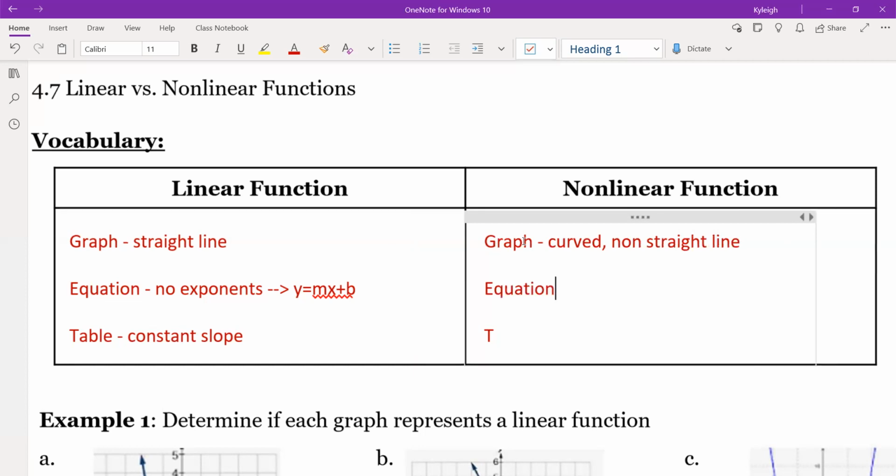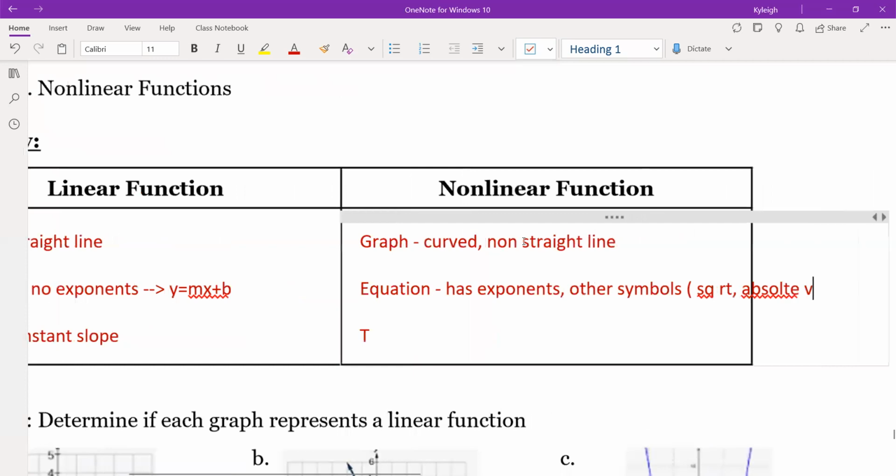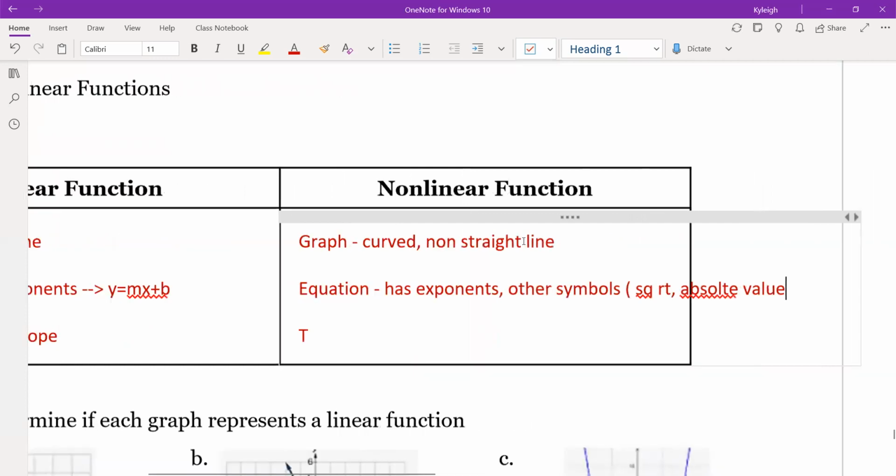For the equation, these equations are going to have exponents and other symbols, such as the square root or absolute value. Oops, I'm spelling those words all sorts of wrong. I'm just going to write abs value and put a couple of spaces there, so it's all in the same thing. So square root and absolute values, those would be nonlinear. And then from a table, you can tell if it does not have a constant rate or slope.